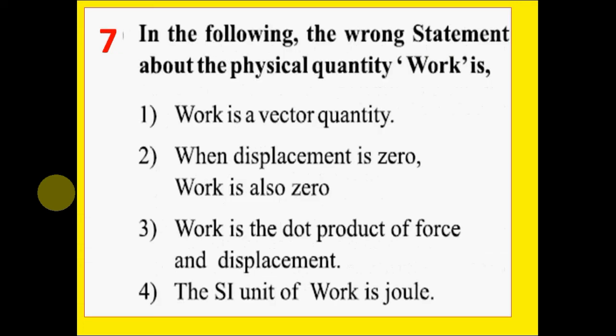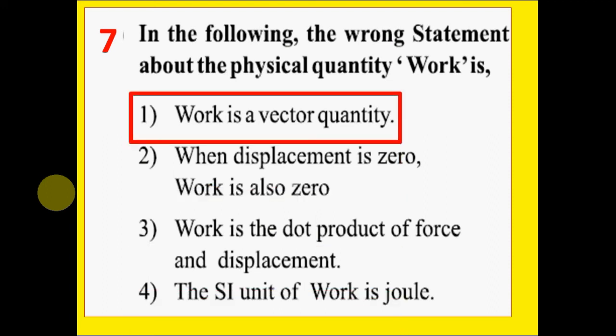Question 7. Which is the wrong statement about the physical quantity work? Option 1, work is a vector quantity. Option 2, when displacement is 0, work is also 0. Option 3, work is the dot product of force and displacement. Option 4, the SI unit of work is joule. Correct answer is option 1, work is a vector quantity.